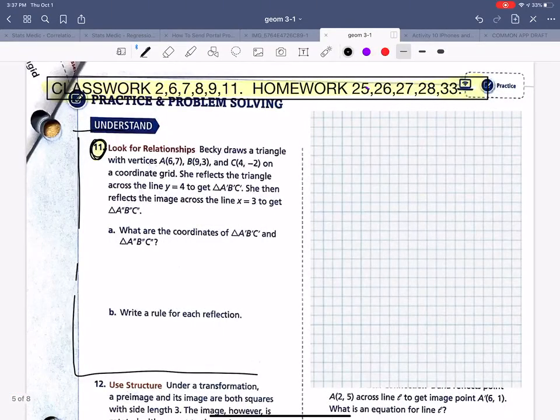All right, so let's look at 11, and then we kind of finish this. This is in a couple halves, so let's do 11, and then we'll finish this other section. So it says, look for relationships.